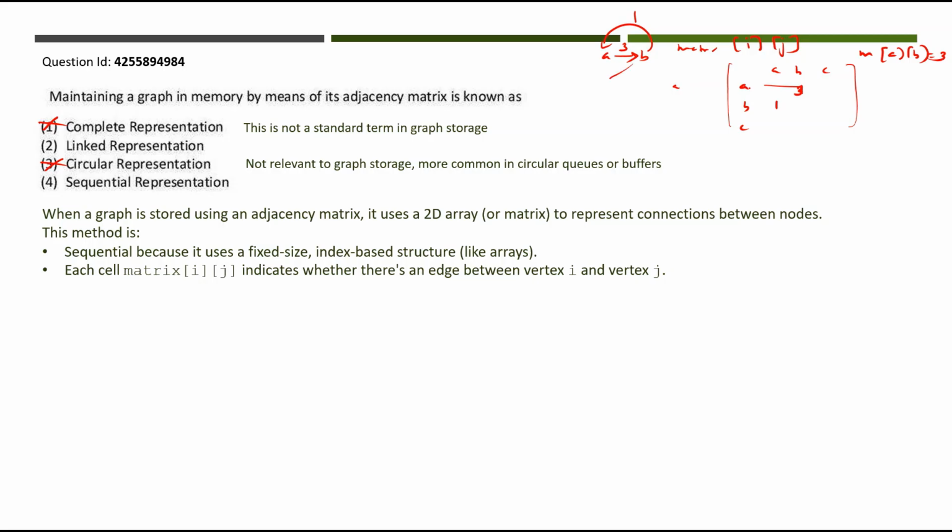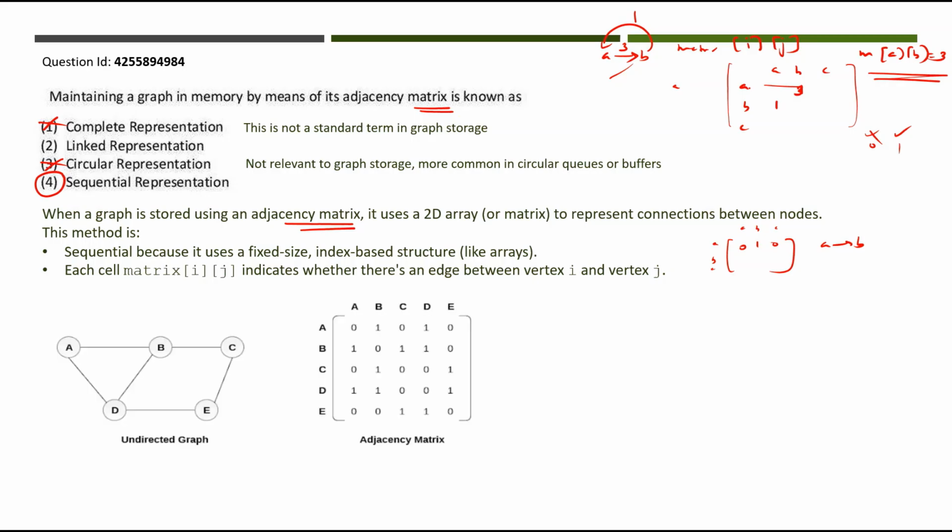Each cell matrix[i][j] indicates whether there is an edge between vertex i and vertex j. So in this case it is about marking 0 or 1. 1 means there is an edge, 0 means there is no edge. The matrix for A, B, C can be 0, 1, 0. This is the way we will be representing the AB edge. So this method is sequential when we use an adjacency matrix because you will be storing it in the form of an array only. Maintaining a graph in memory by means of an adjacency matrix, when a matrix is involved, is known as sequential representation, which is option number 4. Option 4 will be the right answer.